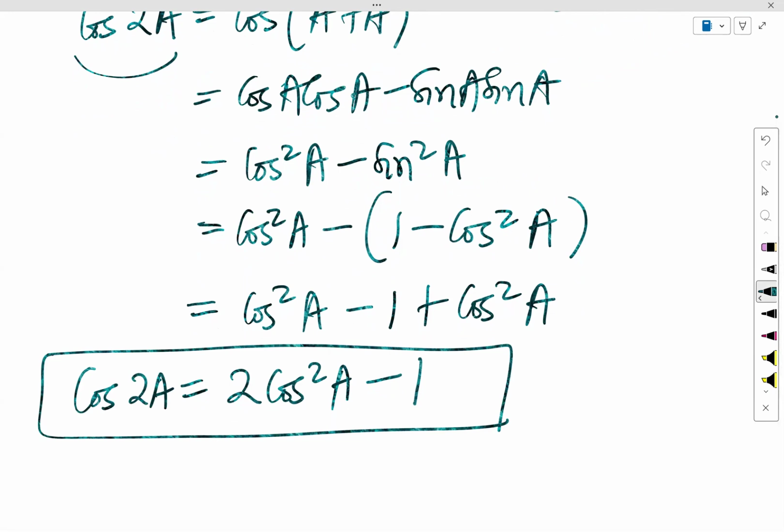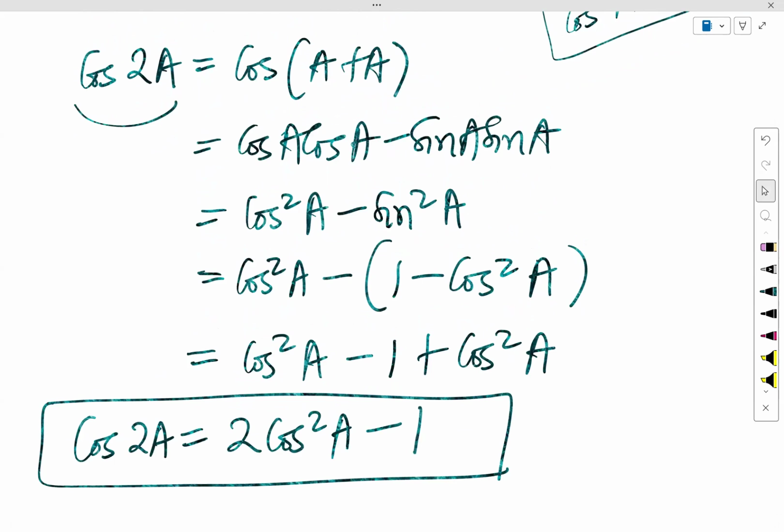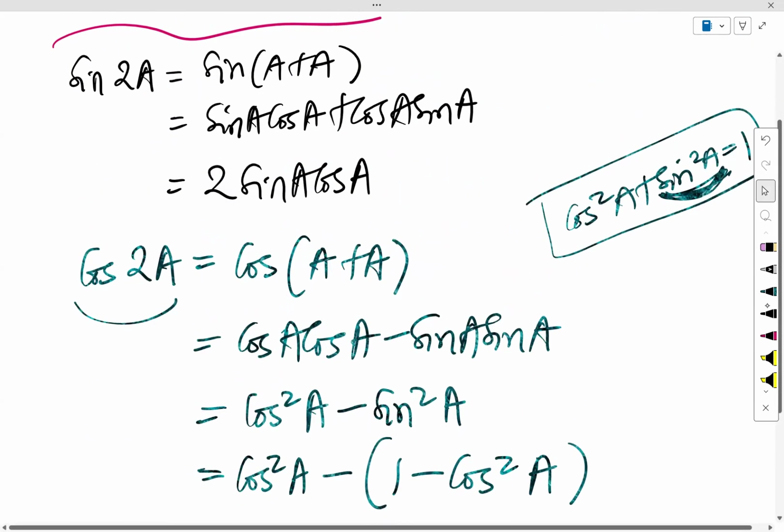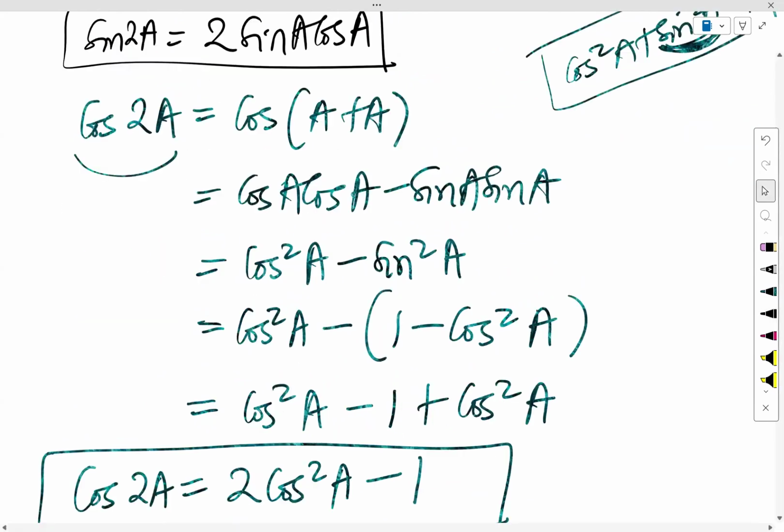So that's still talking about the idea of double angles. Of course, like we saw here, sine 2A is the same as 2 sine A cos A.